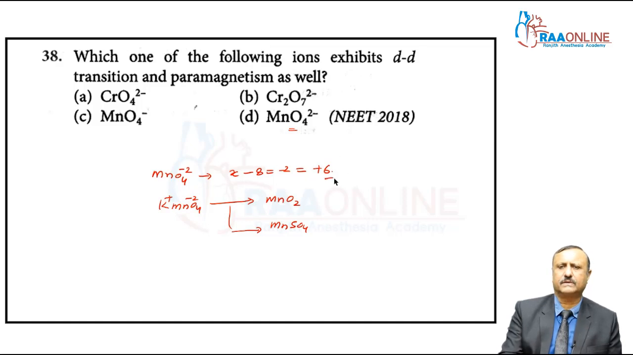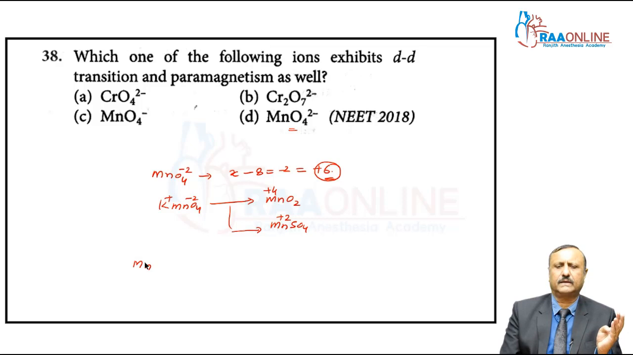When the oxidation state is plus 6, in MnO2 you get plus 4, and in MnSO4 you get plus 2. My dear students, in MnO4 2-, Mn in plus 6 oxidation state is present. Manganese has atomic number 25, with 3d5 and 4s2 electronic configuration.